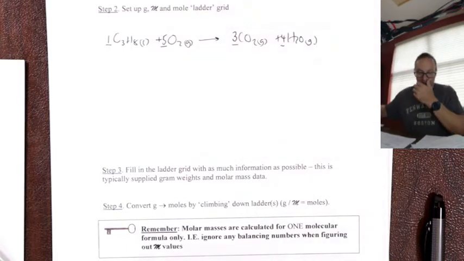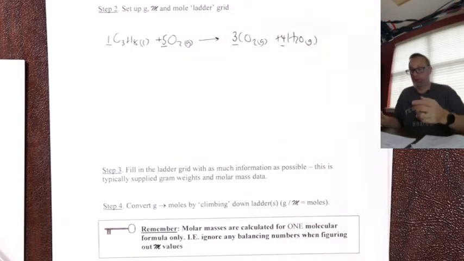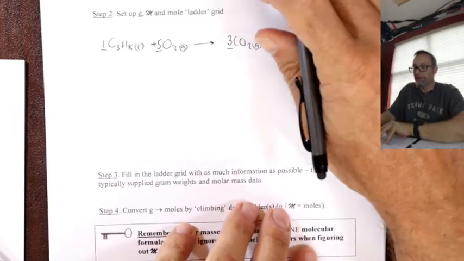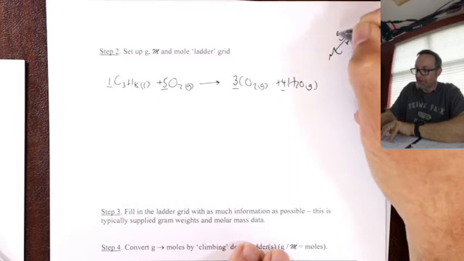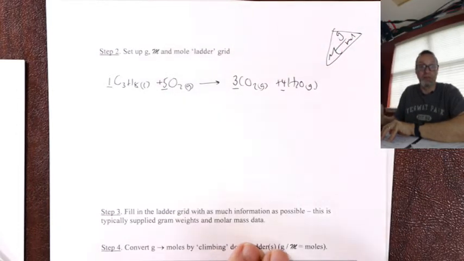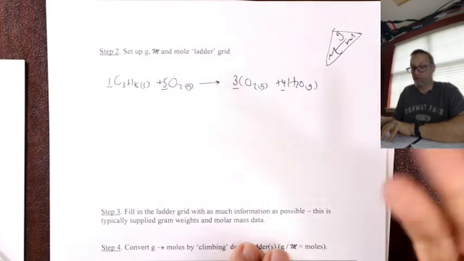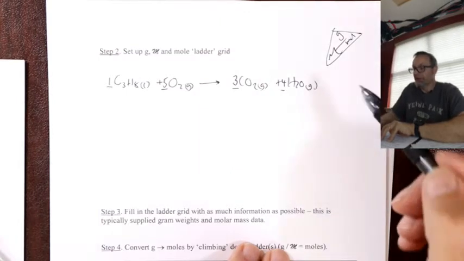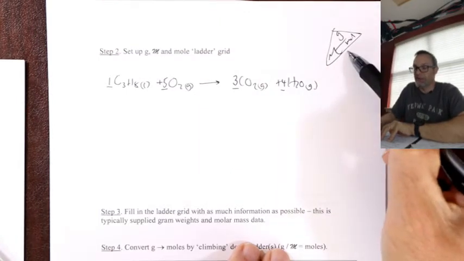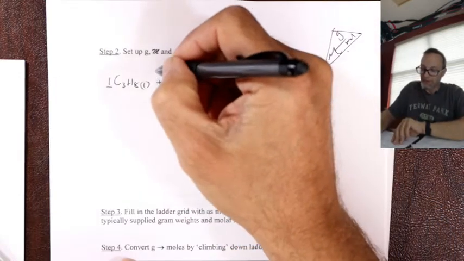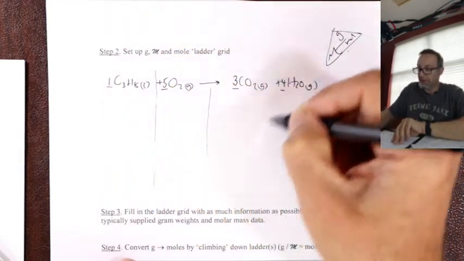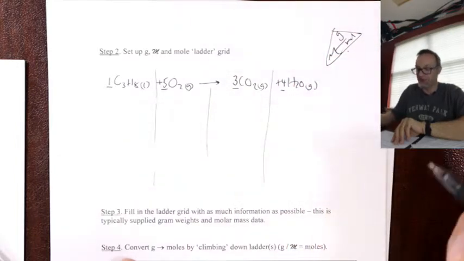Here's the big trick. We're going to convert between grams, moles, and molecular weight all the time. So up here, have this triangle ready to go because it really allows you to convert quickly and efficiently. Now, in order to use this triangle quickly and efficiently, I'm going to set up what I call a grid. Each formula is going to have its own column. I call these ladders. In a second you'll see why.